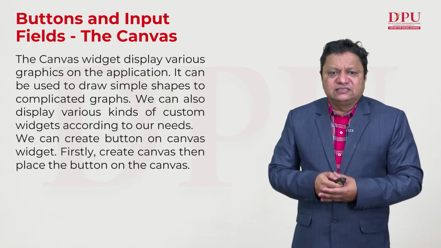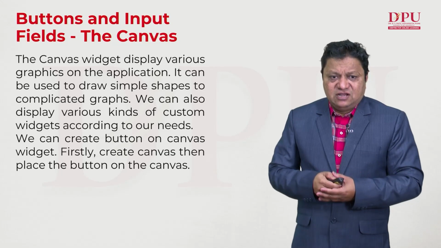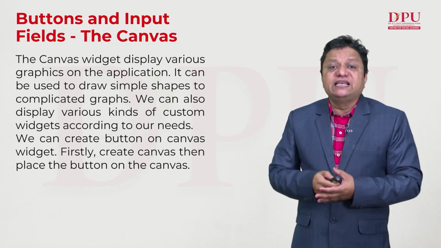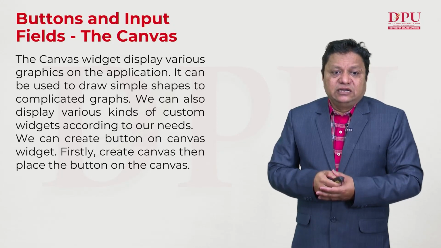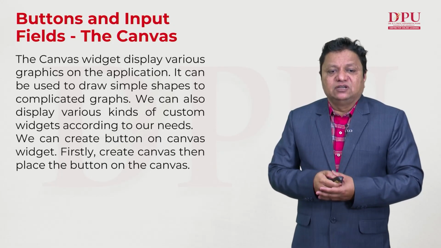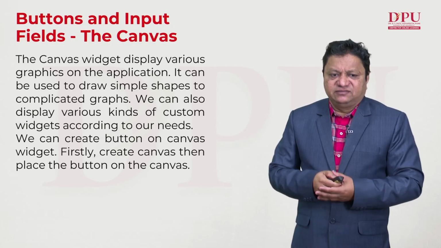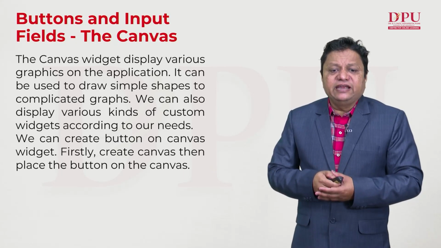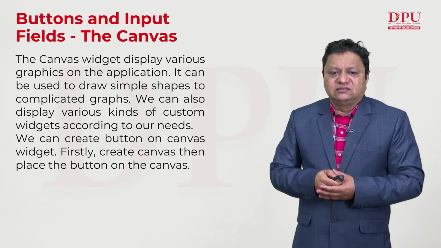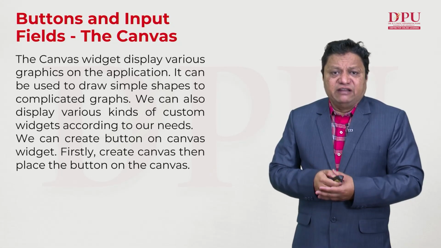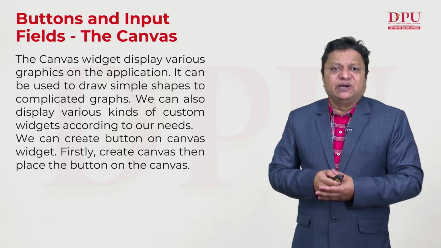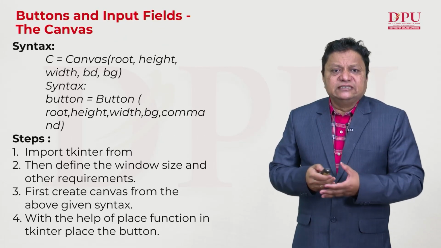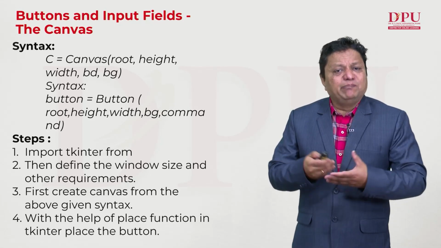Now, let us look at buttons and input fields, that is, the canvas. The canvas widget displays various graphics on the application. It can be used to draw simple shapes to complicated graphs, as we can display various kinds of custom widgets according to our requirements. We can create buttons on a canvas widget. Firstly, create the canvas, then place the buttons on the canvas. So, first create the canvas, after that create the button and place the button on the canvas. So, this is the syntax of how to create the widgets and place them onto the canvas.